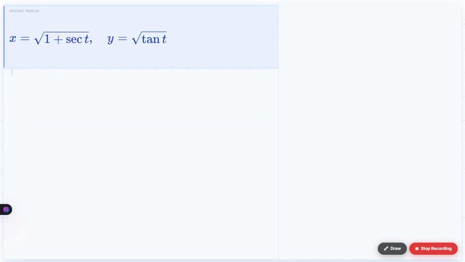We look at our starting math problem. We need to find a way to connect y and x. The problem says y equals the square root of 1 plus secant t, and x equals the square root of tangent t.